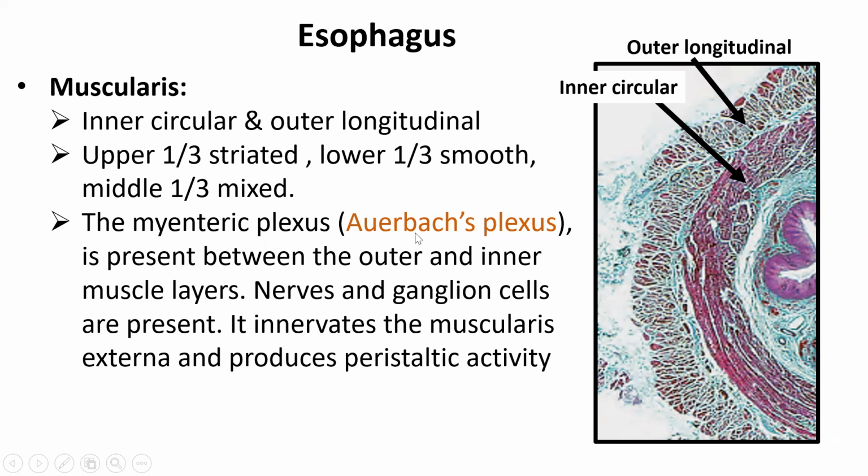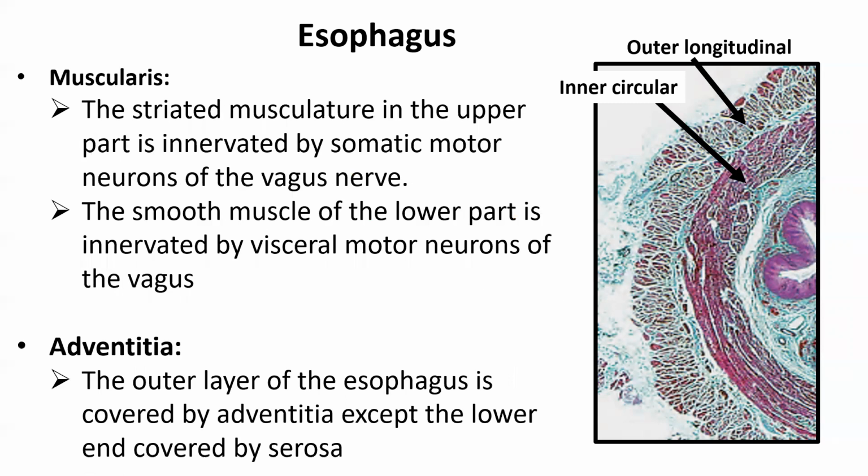There is another plexus, called the Auerbach plexus or myenteric plexus, present between the outer and inner layers of the muscle. It's part of the enteric system, and we're going to talk about that later in a different slide. The striated muscle in the upper part is innervated by the somatic motor neurons of the vagus nerve. The smooth muscle of the lower part is innervated by the visceral motor neurons of the vagus nerve.